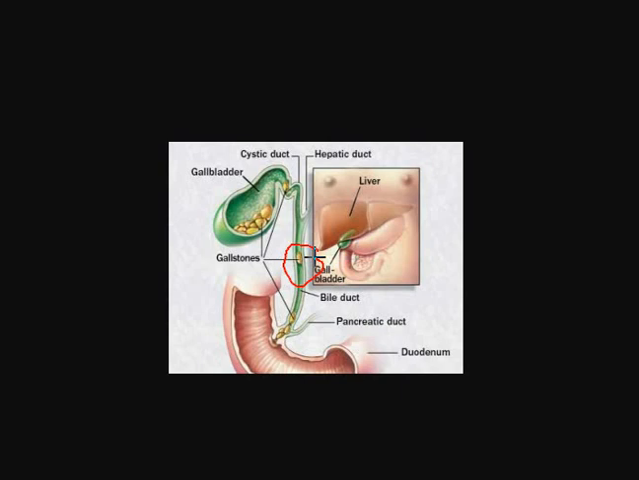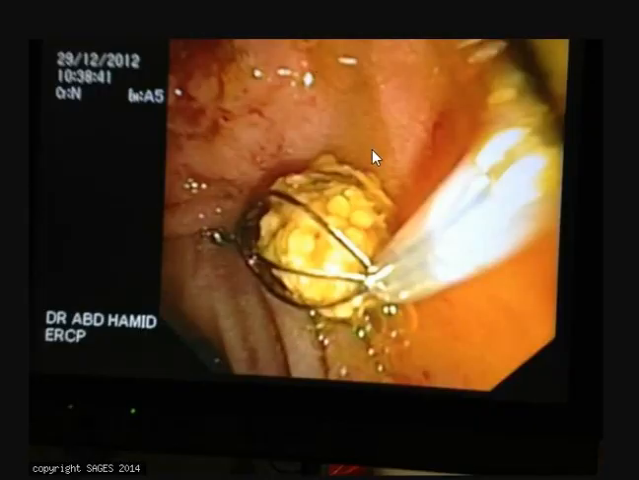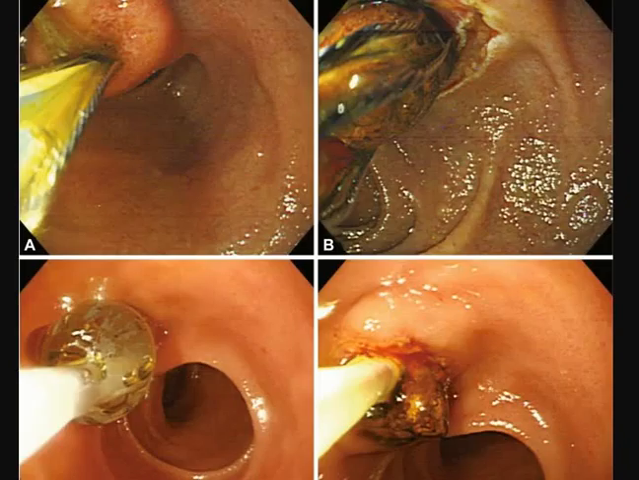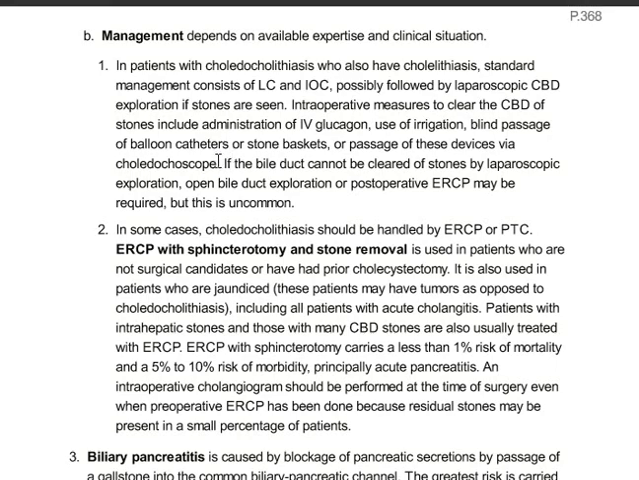cholangiography so that we visualize the common bile ducts, possibly followed by intraoperative common bile duct exploration, laparoscopic exploration, I mean. And after the laparoscopic exploration, if we find a common bile duct stone, we can do many measures to remove that stone, like irrigation, IV glucagon, or a blind passage of what we call the balloon catheter, or the stone basket.